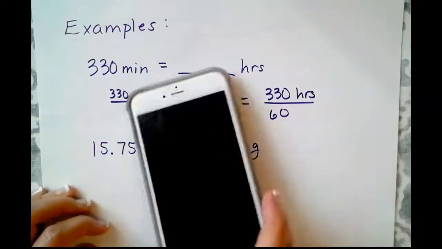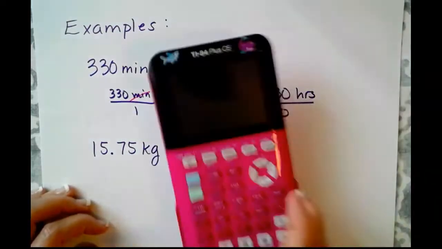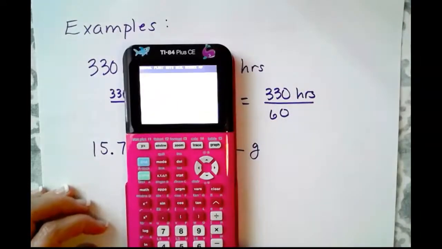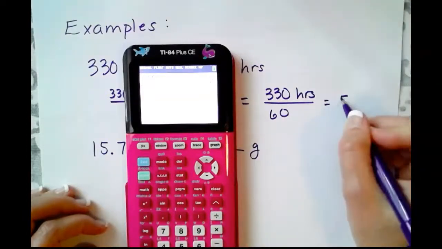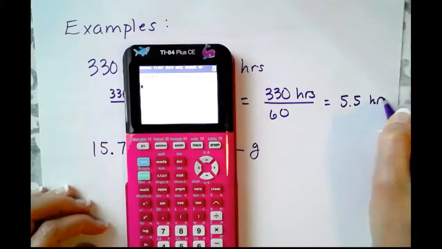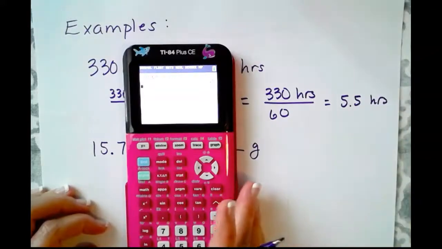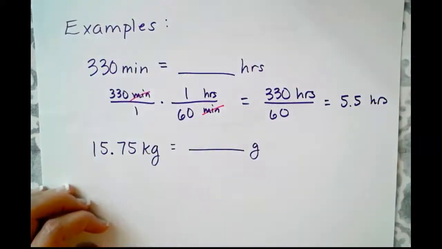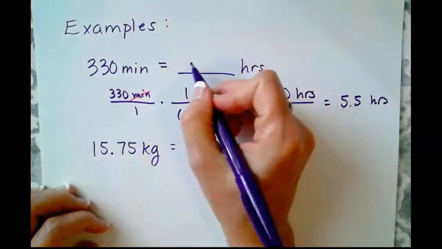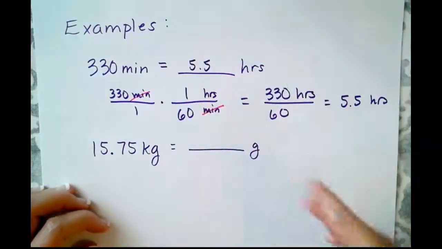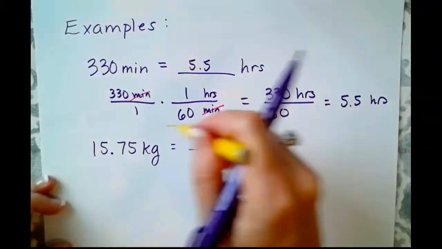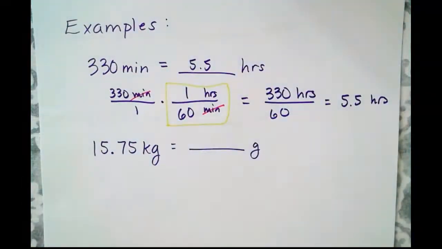So this is where I'm going to go to my, not my phone, but my handy calculator. Here we go. So 330 divided by 60 gives us 5.5 hours. So 5.5 hours. We just changed from minutes to hours, 5.5, using a unit multiplier. Let's go next.